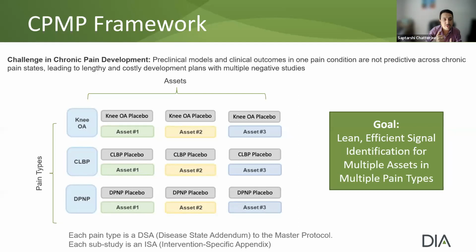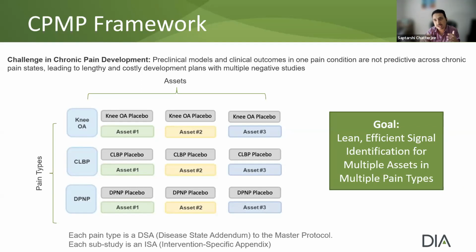Versus, we also have an opportunity to look at how that asset behaves or performs across different pain types. So that way it's a little bit of a basket type of framework there. And the way we constructed it is, we actually had an overarching protocol to this whole thing, which is the master protocol. But then each pain type is a disease state addendum to that protocol, and each sub-study is an intervention-specific appendix.